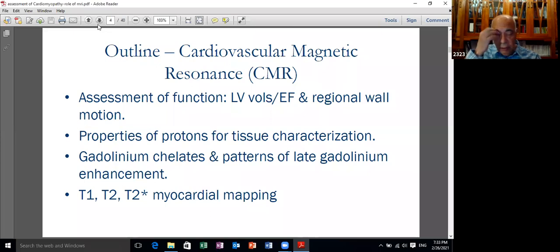We are going to talk almost everything about gadolinium. Gadolinium is a rare earth element at the bottom of the periodic table. And we are going to talk about terms like T1, T2, T2 star, and myocardial mapping, which is the future of the CMR.